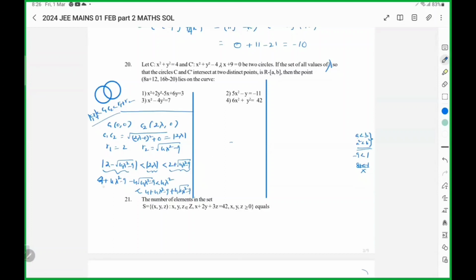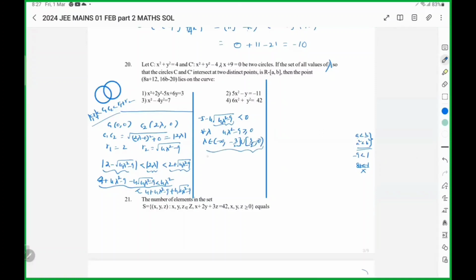So let us consider this relation. Minus 5 minus 4 under root is less than 0. Root is positive, remaining negative, which is true for all lambda. But it should be defined, that is, 4 lambda square minus 9 must be greater than 0. That means lambda is minus infinity to minus 3 by 2 union 3 by 2 to infinity.